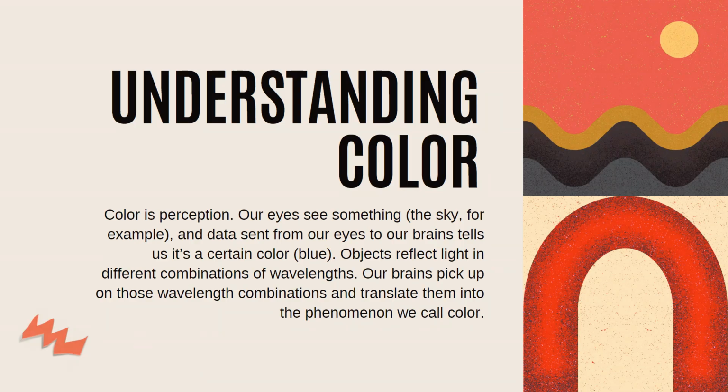So, let's proceed with our next topic po, which is the colors. So, throwback lang po tayo sa high school days po natin. So, na-explain po dito na color is perception. Our eyes see something and data is sent from our eyes to our brain. Brain tells us it's a certain color. Objects reflect light in different combinations of wavelengths. Our brains pick up on those wavelength combinations and translate them into the phenomenon we call color.